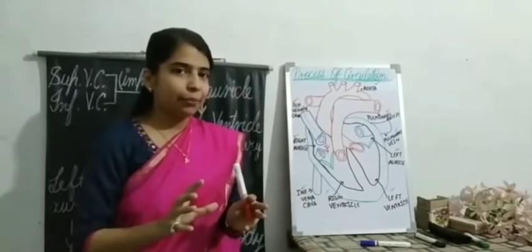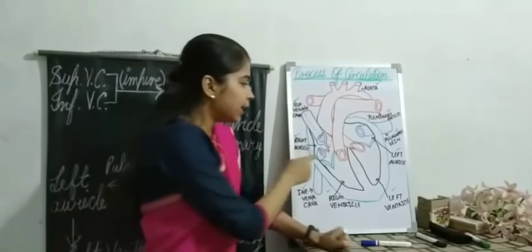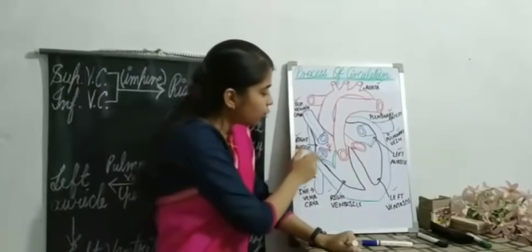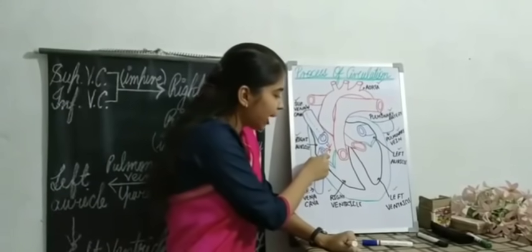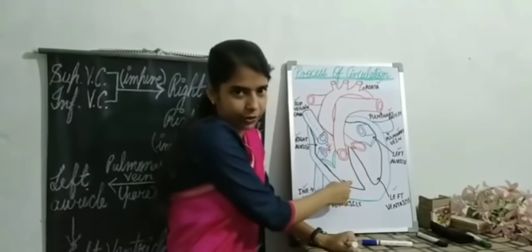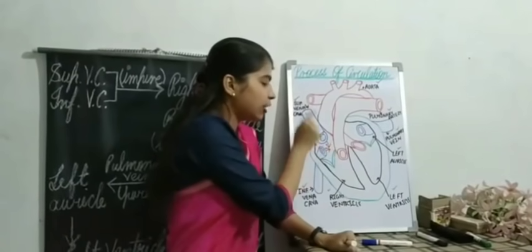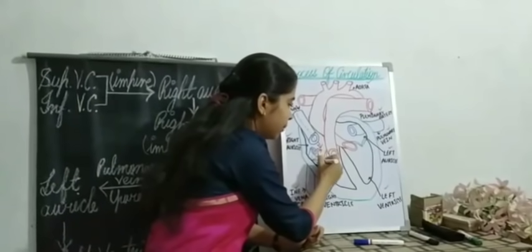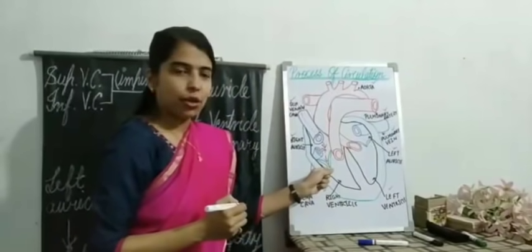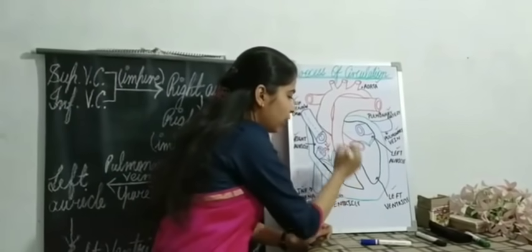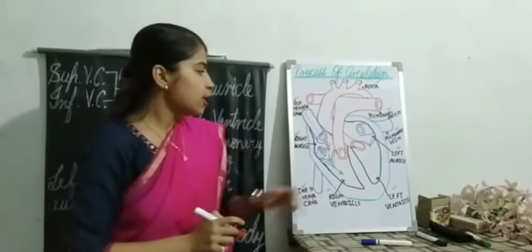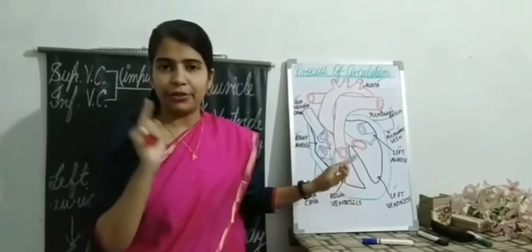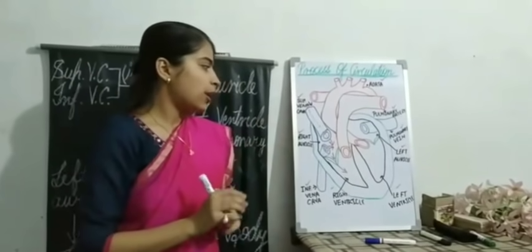Next, what will happen once it is filled? You must be seeing a valve-like structure drawn over here. So this valve is present in between your right auricle and your right ventricle. Now see, the right auricle has already received the impure blood. Now what will happen? That blood will be pushed through the walls, and it will enter into your right ventricle. That is, from your right auricle, your impure blood will enter into your right ventricle. Clear?